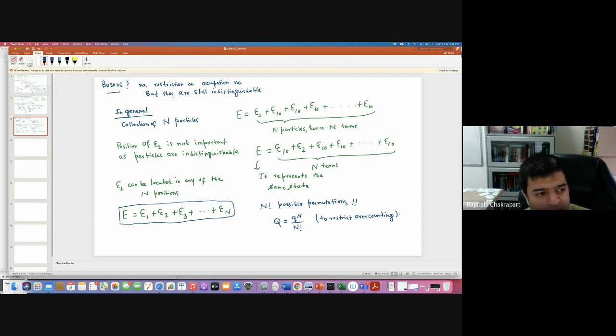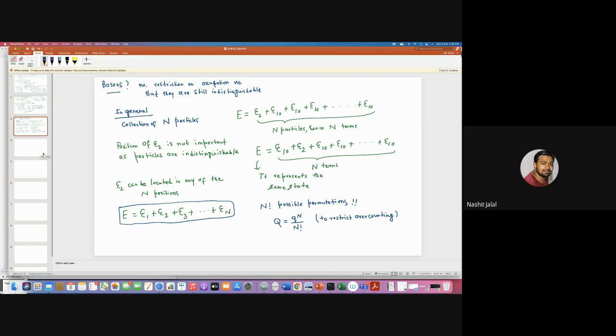Something like semi-classical, I would say. But this approximation we will be using throughout this course whenever you deal with quantum statistical mechanics, like particles which are indistinguishable. Basically they are quantum particles like electrons, or any bosonic particle like photons.